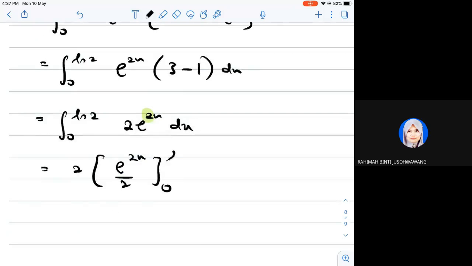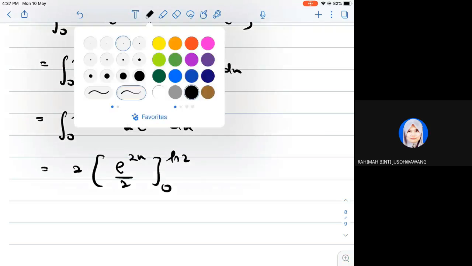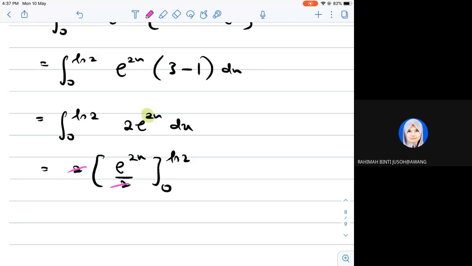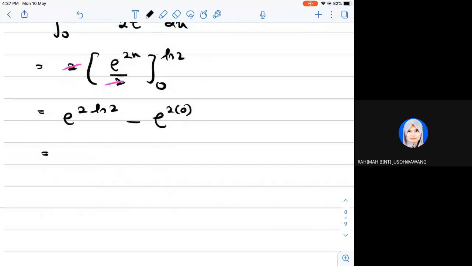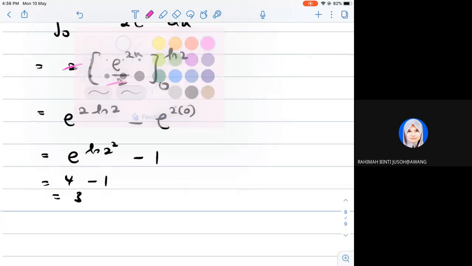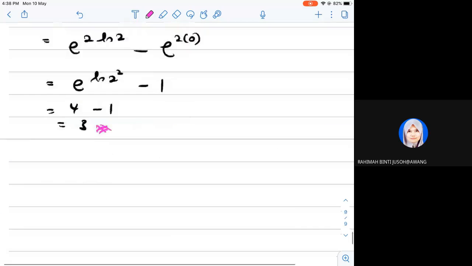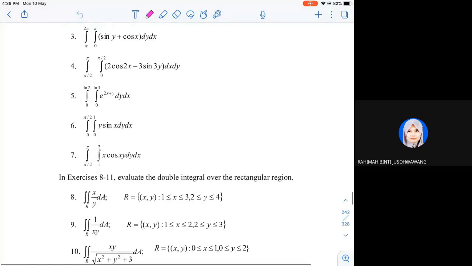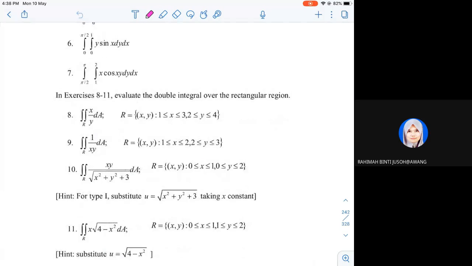Substitute the limit 0 to ln 2. Okay, since this 2 can cancel, we cancel it. Alright, so now exponent 2 times ln 2 minus exponent 2 times 0. So we have exponent ln 2 squared minus exponent 0 is 1. So we have 4 minus 1 becomes 3. So that's the answer. Okay, next question. Okay, so let us do question number 8.